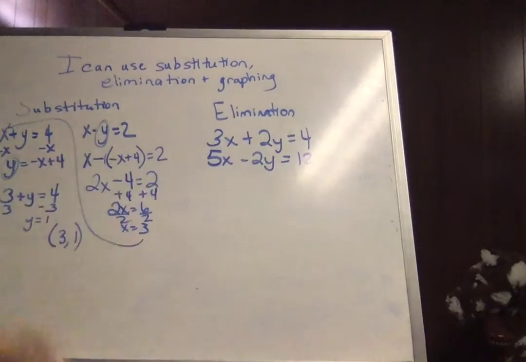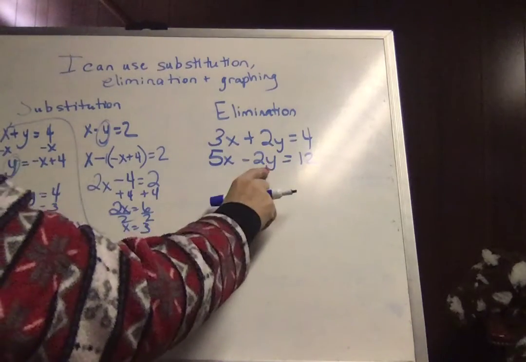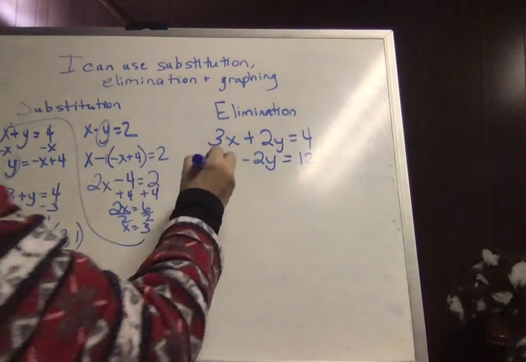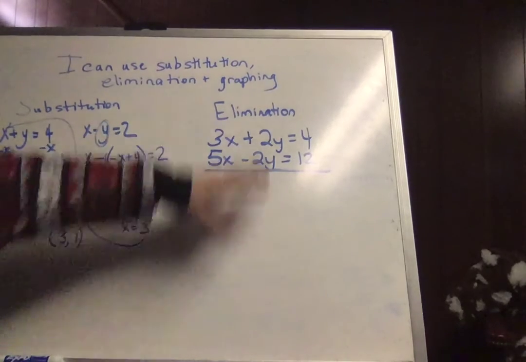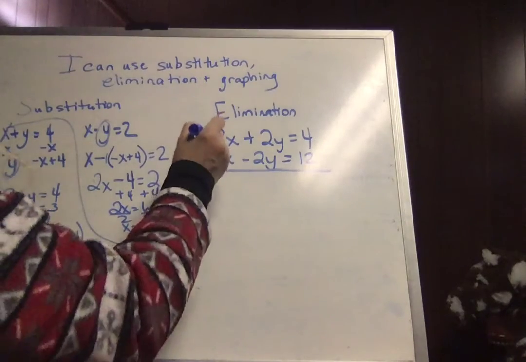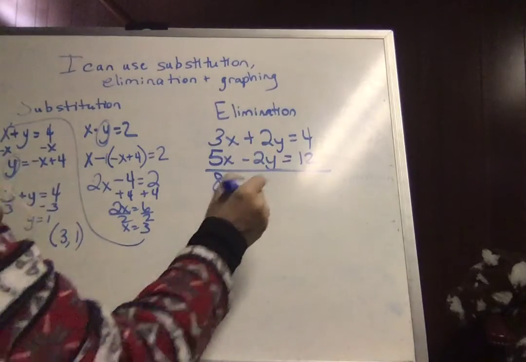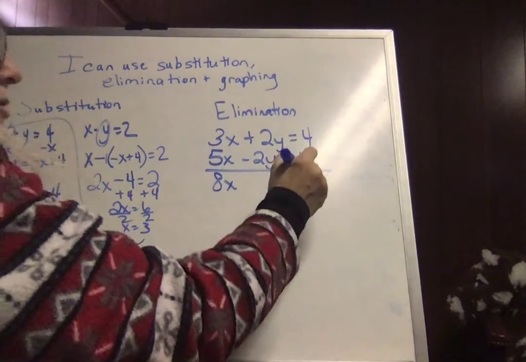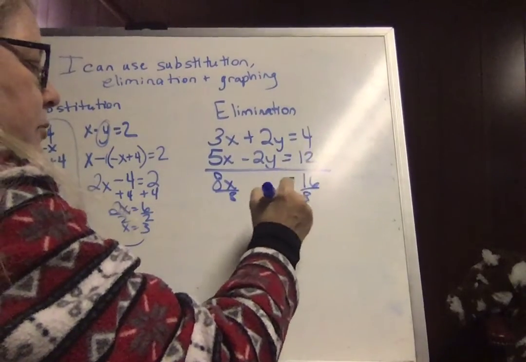In this case, we could eliminate one of the letters, the y's, if we just add these two. Sometimes if it was like positive 2y and positive 2y, we could subtract. But this one, if we add everything, the y's will drop out. So 3x plus 5x is 8x. 2y minus 2y, it's gone. It drops out. 4 plus 12, 16. Divide by 8, x equals 2.